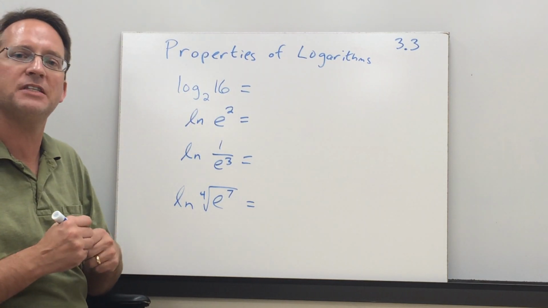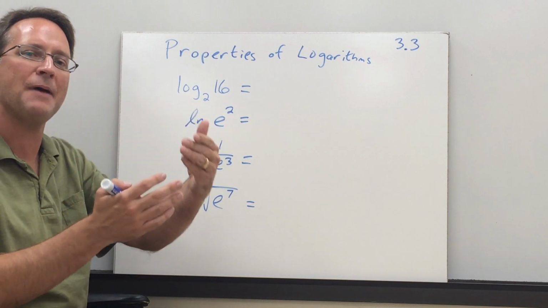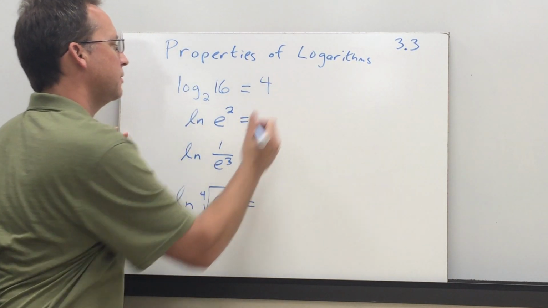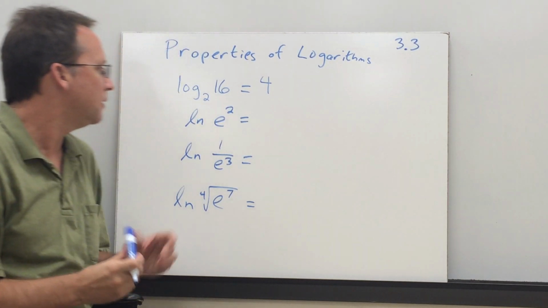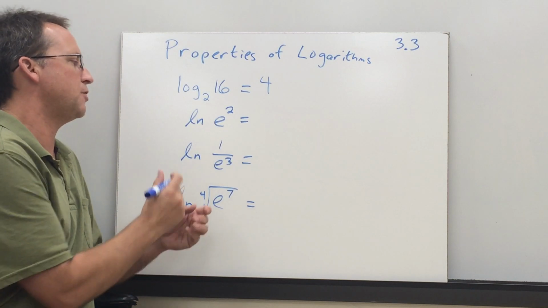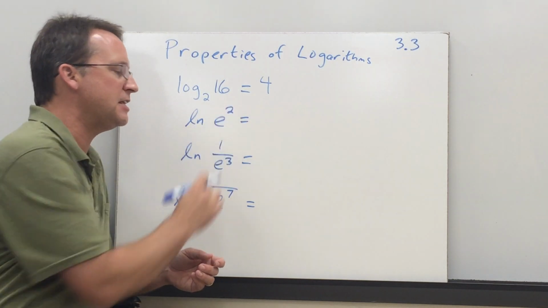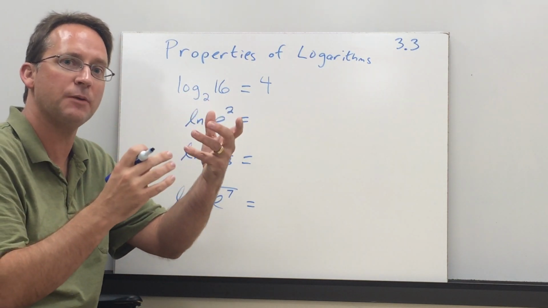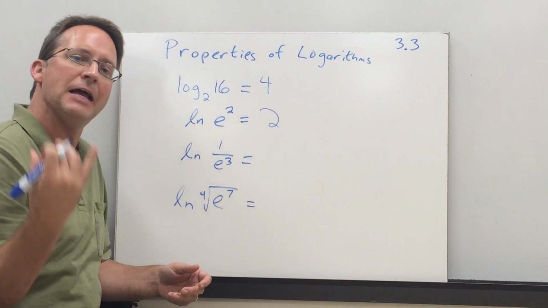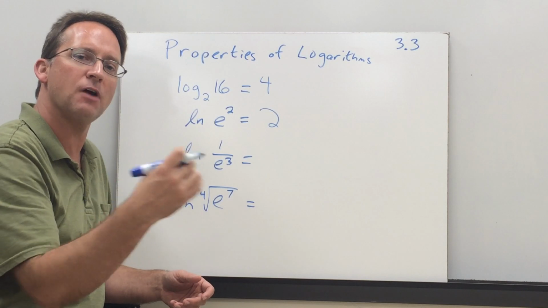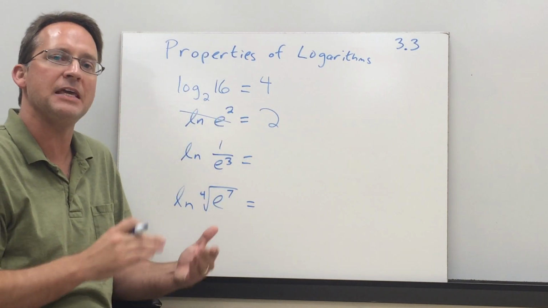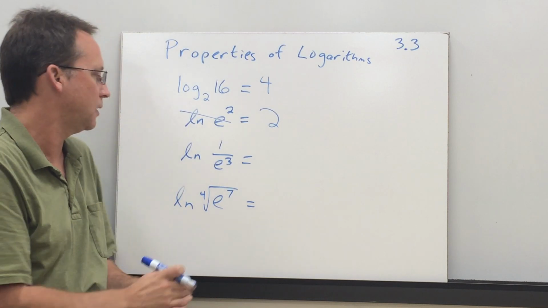Log base 2 of 16, that means 2 to what power equals 16? And 2 to the 4th power equals 16. ln, for natural logarithms, is a log base e. So think of the log base e of e squared. e raised to what power would give you e squared? That would be 2. Remember that ln and e are inverses, they're opposites of each other, they'll cancel each other out. So ln of e to the second is just 2.